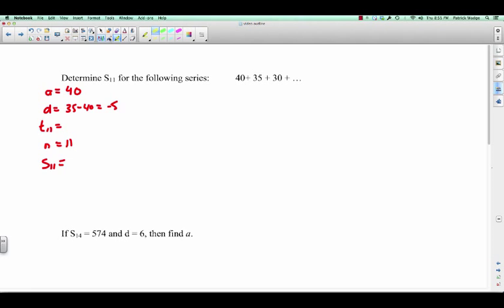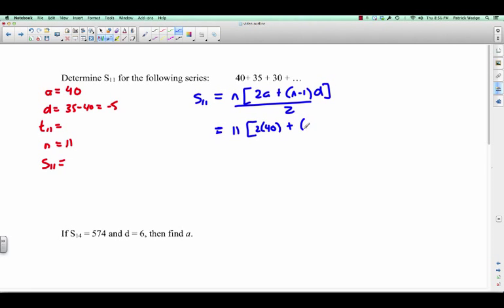We're trying to figure out S11, the sum of the first 11 terms. So the formula is n times 2a plus n minus 1 times d, all divided by 2. And you'll find with this chapter, it just becomes a plugging in question all the time. So we're plugging in the 11, we're doing 2 times 40, plus n is 11 minus 1 times the difference, which is negative 5, and we're dividing all that by 2.